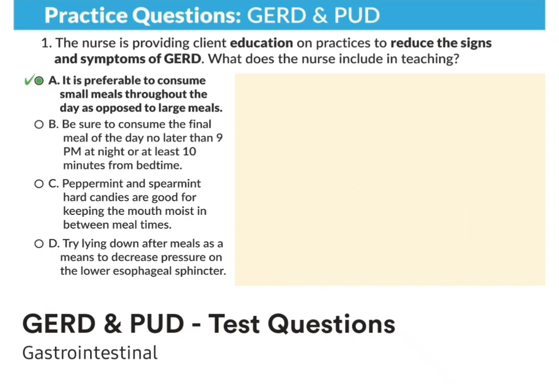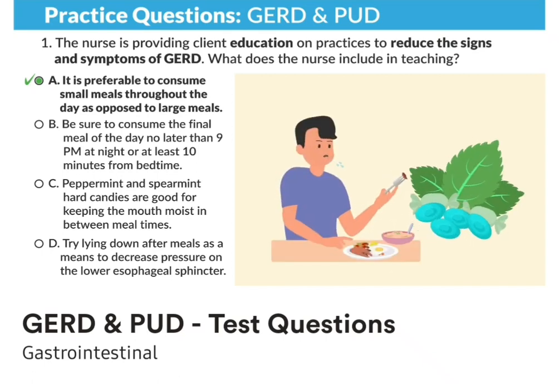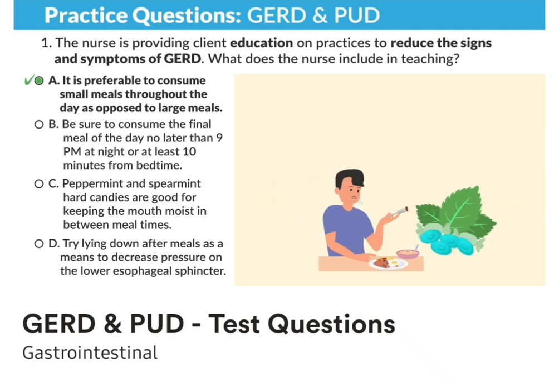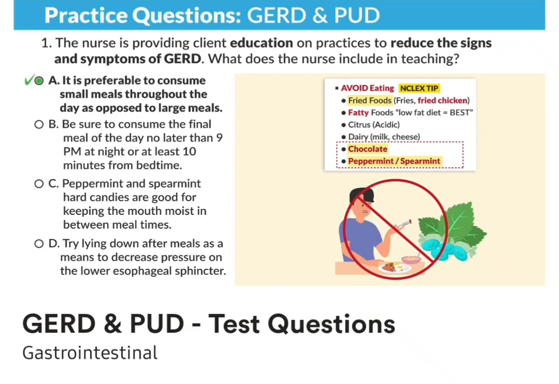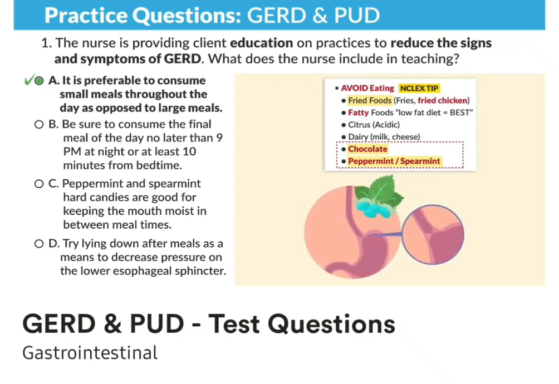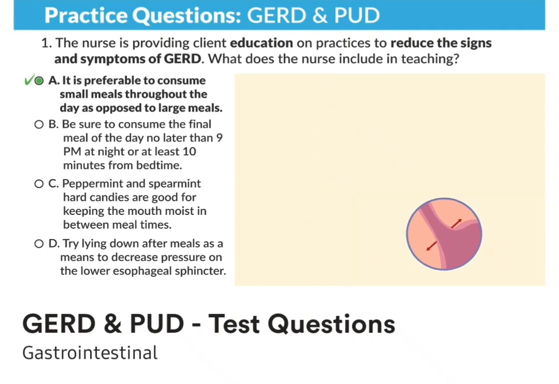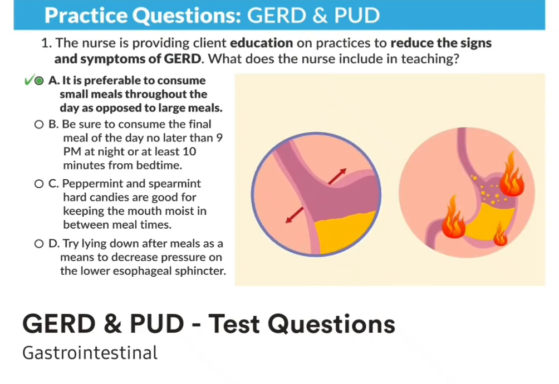Now, option C was a tricky one. Peppermint and spearmint hard candies are good for keeping the mouth moist in between meals. No, the big key terms here are peppermint and spearmint. This is on the no-no list of things to avoid. They relax the lower esophageal sphincter and cause more acid reflux from the stomach and into the esophagus. So this will actually make the GERD worse.